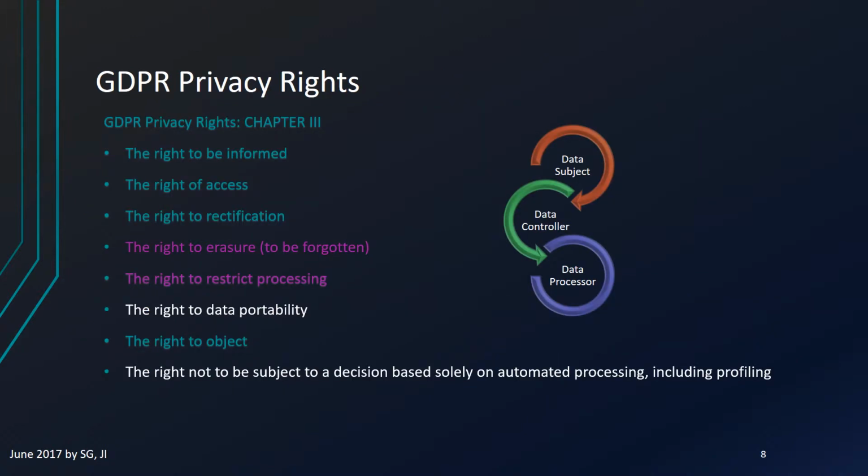GDPR privacy rights. There are 8 privacy rights under the new GDPR regulation. The first one of these is the right to be informed. So we are now obliged to provide fair processing information, which would typically be through a privacy note, so that the user is aware that their data will be processed. The second of these is the right to access the personal data. So the data subject has a right to access the personal data and any supplementary information that you have on them.